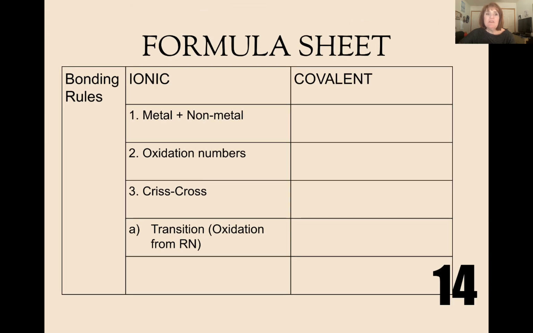On your formula sheet, you want to fill in the ionic rules for bonding. First rule is a metal and a nonmetal. Second rule is they use the oxidation numbers. Third, they use the crisscross method. And finally, part of that crisscross method, the transitions have to have a Roman numeral.